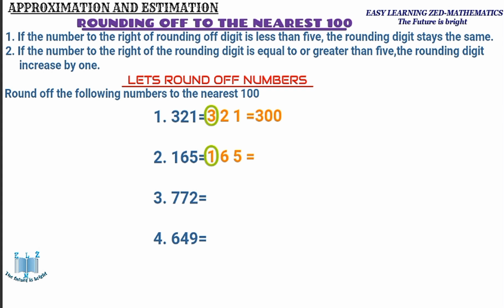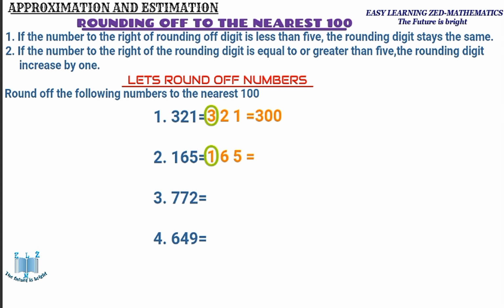I'm going to add 1 to 1, or add 0 to 1, depending on the number on the right side of 1. So the number on the right side of 1 is 6. Therefore, we're going to follow the second rule, which states if the number to the right of the rounding digit is equal to or greater than 5, the rounding digit increases by 1.